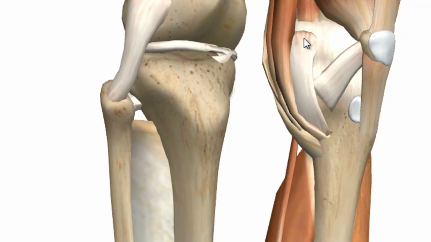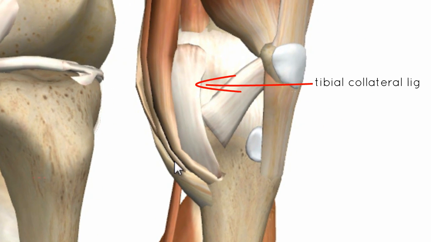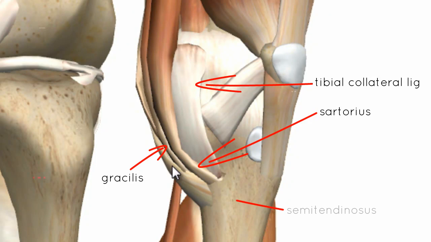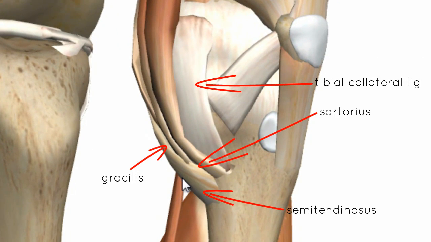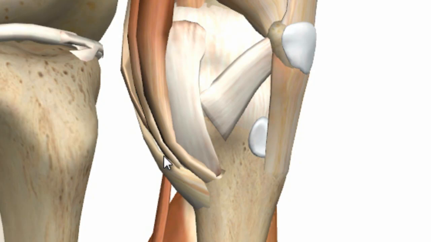you can see the tibial collateral ligament here, and the three tendons of the sartorius, gracilis, and the semitendinosus muscle. So the tendinous insertion of these three muscles is collectively referred to as the pes anserinus. So these three insertions could be remembered with the mnemonic Sargent, so SGT: sartorius, gracilis, and semitendinosus.